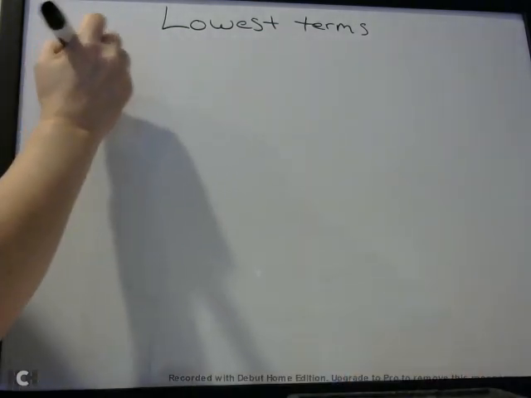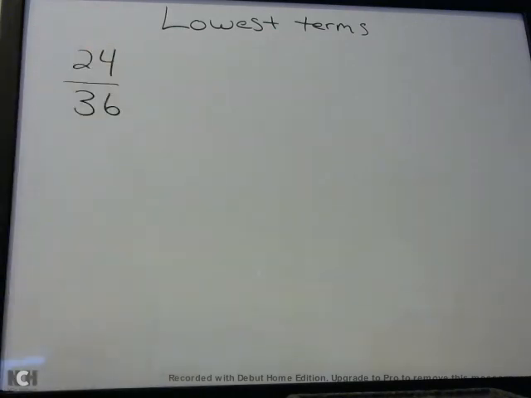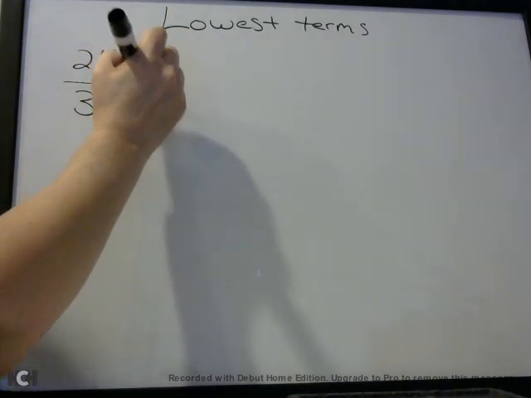So if we take a fraction like 24/36, we need to know, okay, what number will divide into both 24 and 36 evenly? If you don't know how to do that, you'll want to watch the video on divisibility so you can more readily know what numbers will divide evenly into other numbers. You should know that 24 and 36 can both be divided by 2. So we're going to divide by 2.